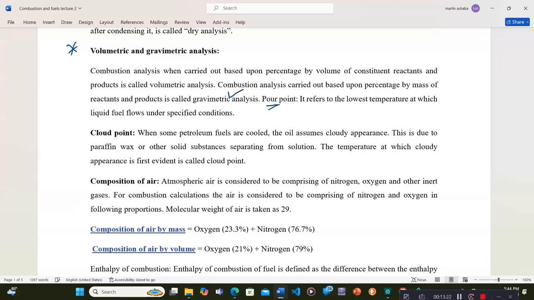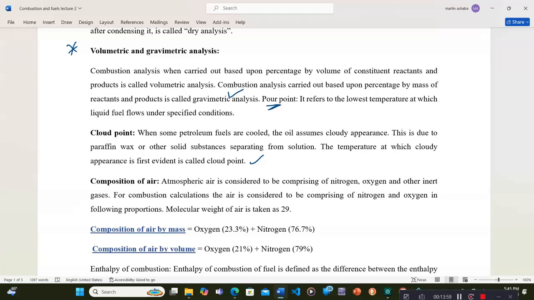Now another point to note is the pour point. The pour point refers to the lowest temperature at which liquid flows under specific conditions. So you must also note that. Then the cloud point: when some petroleum fuels are cooled, the oil assumes a cloudy appearance. This is due to paraffin wax or other solid substances separating from solution. The temperature at which the cloudy appearance is first evident is what we are calling the cloud point.